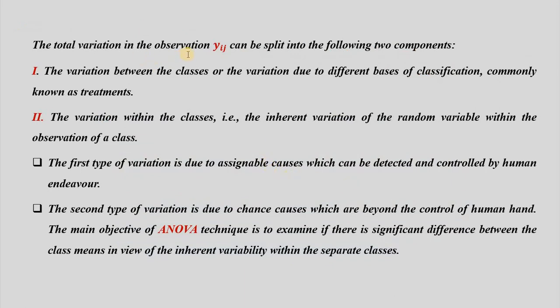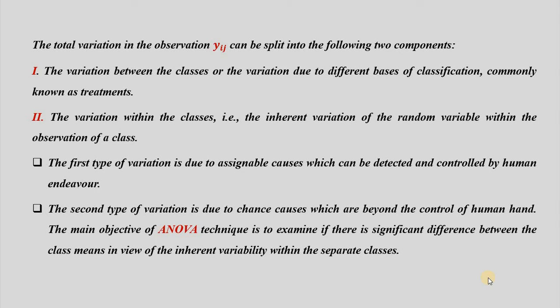The total variation in the observation Yij can be split into the following two components. The variation between the classes, or the variation due to different bases of classification, commonly known as treatments. The variation within the classes, that is, the inherent variation of the random variable within the observation of a class. The first type of variation is due to assignable causes, which can be detected and controlled by human endeavor. The second type of variation is due to causes which are beyond the control of human hand.